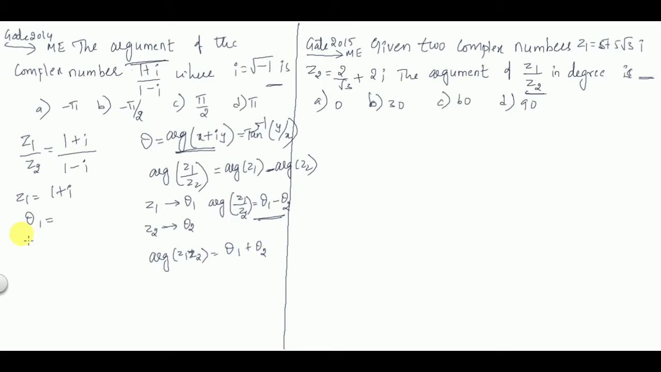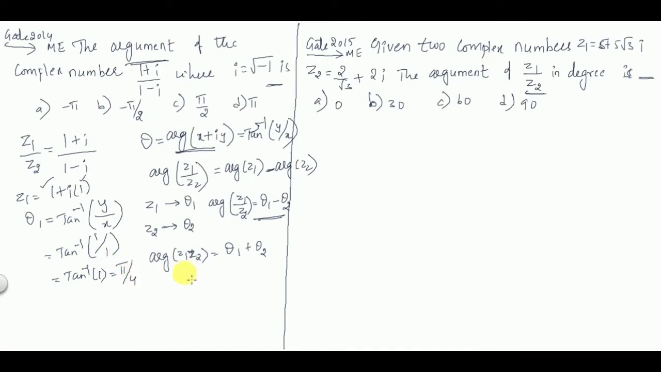So what is θ1? Tan inverse of, what is y here? i into 1 we can write. So tan inverse of y by x, which is equal to tan inverse of 1 by 1. x is also 1 and y is also 1 in 1 plus i. So both are 1. So it is equal to tan inverse of 1, which is equal to pi by 4.